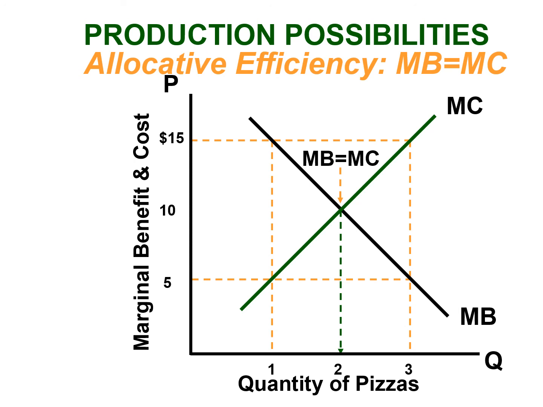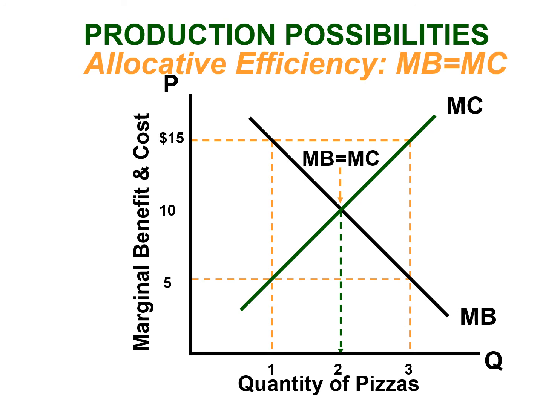If, on the other hand, society was producing 3 pizzas, we notice that marginal cost at that level of output exceeds marginal benefit. The marginal cost of 3 pizzas is 15. The marginal benefit is only 5. We would never want a situation where we are over allocating resources towards the production of a certain type of output where the cost outweigh the benefits.